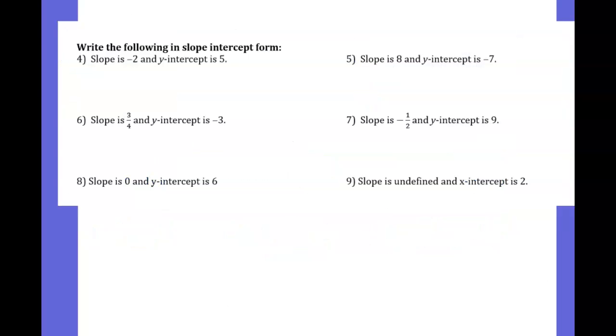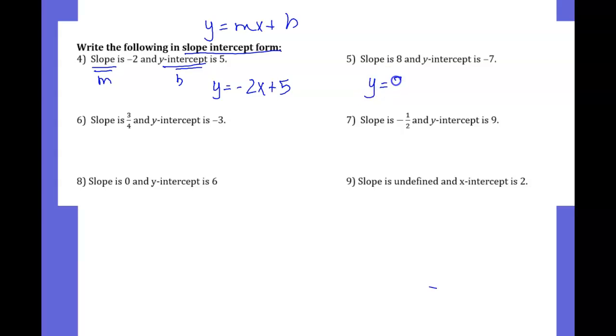All right, so the next 6 should be really easy. We're writing it in slope-intercept form, y equals mx plus b. We're actually given the slope, so there's our m, and the y-intercept is our b. So the first one would be y is equal to -2x plus 5. Okay, you can try all of these and check your answers. y is equal to 8x minus 7. y is equal to 3/4 x minus 3. y is equal to -1/2 x plus 9. Okay, they should have been pretty straightforward.